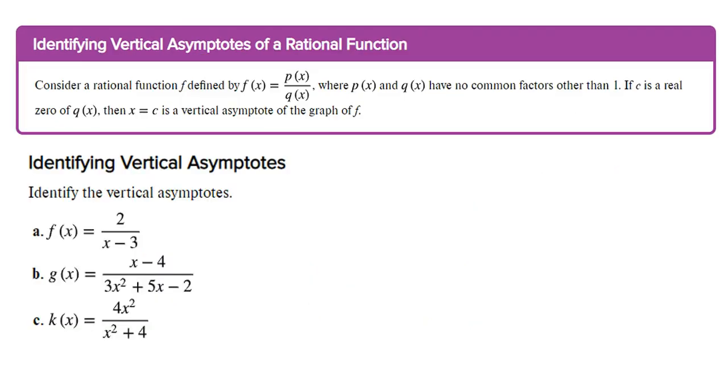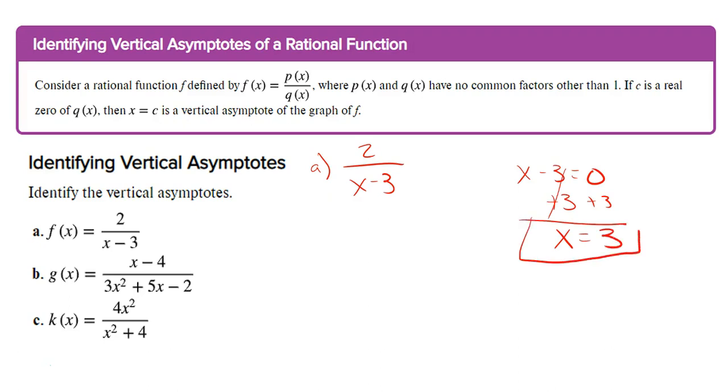And so here, to identify the vertical asymptotes for part A, 2 over x minus 3, we want to know where this is undefined. Well, x minus 3 is equal to 0 when x equals 3. And so the vertical asymptote is the line x equals 3. Be careful here, it's important that you include the whole thing. This time it's an equation of a line.